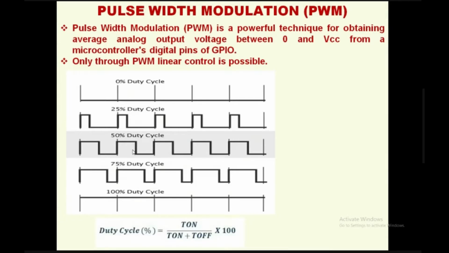This is a 50% duty cycle PWM waveform, and this is a 75% duty cycle waveform, where 75% of the time is on and 25% of the time is off. Here there is no off time, 100% of the time is on.